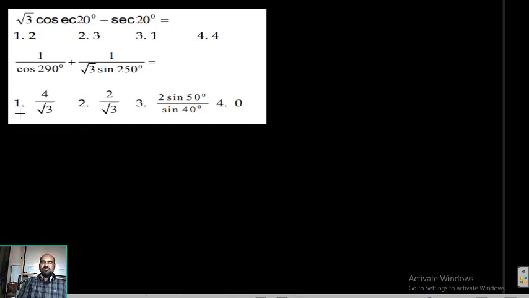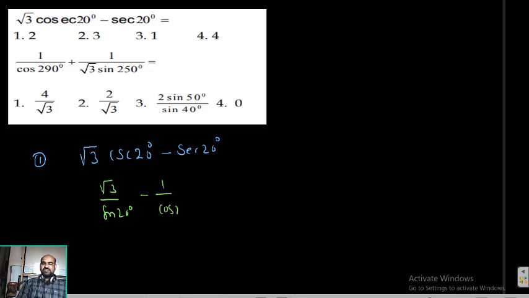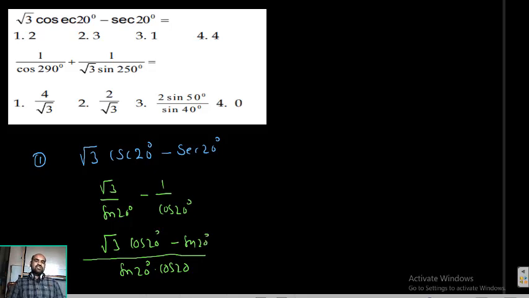I want to explain the first problem, that is root 3 cosec 20 degree minus secant 20 degree. The value is root 3 by sin 20 degree minus 1 by cos 20 degree. Here the LCM is sin 20 degree into cos 20 degree, giving root 3 into cos 20 degree minus sin 20 degree. So I already explained this type of problem, students.